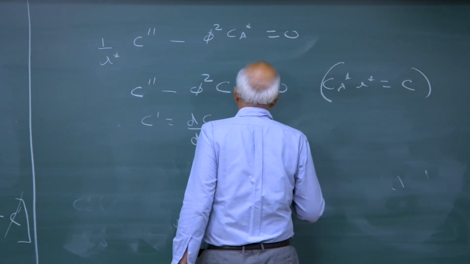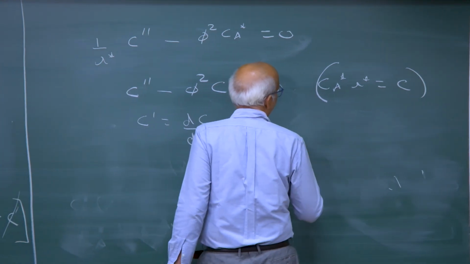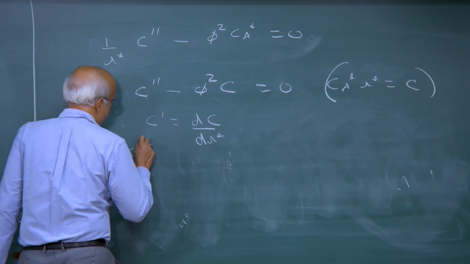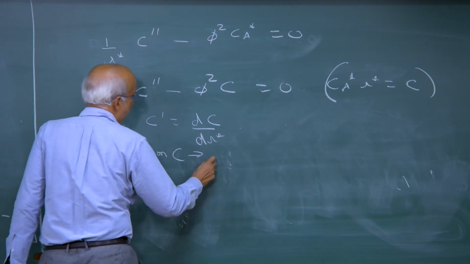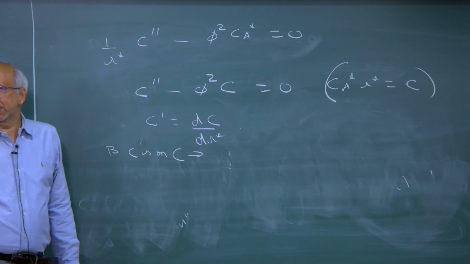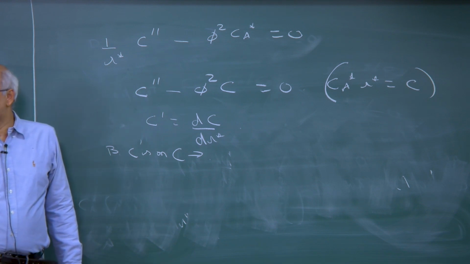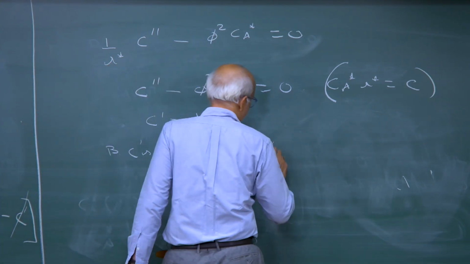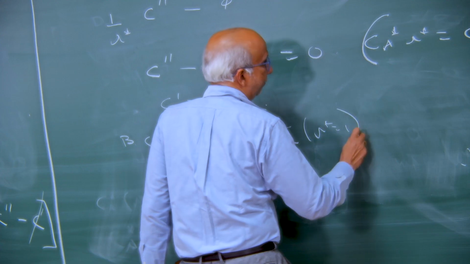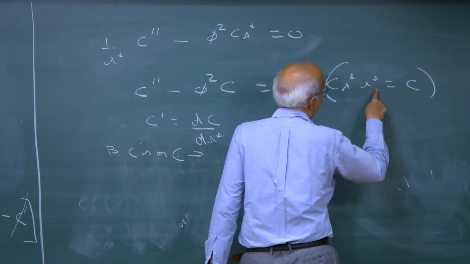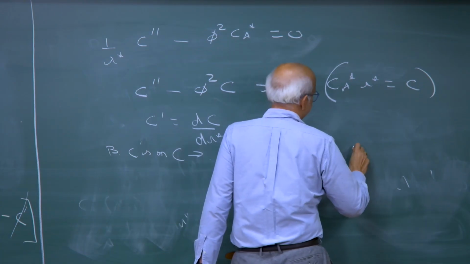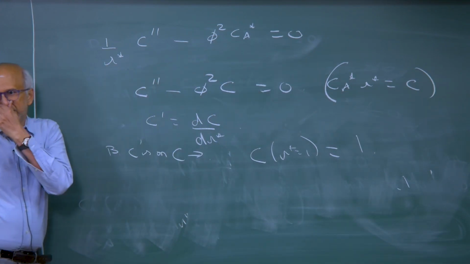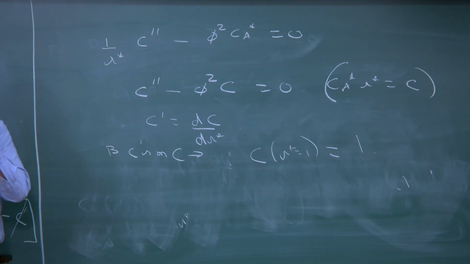Now, what are the boundary conditions? At r star equal to 1, what are the boundary conditions on C? Because I had boundary conditions on C A star, I need boundary conditions on C. Okay. C at r star equal to 1, what is that? If I put r star equal to 1, C A star is 1, C is equal to 1. Is this clear? Because C A star is 1, r star is 1, so C is 1.